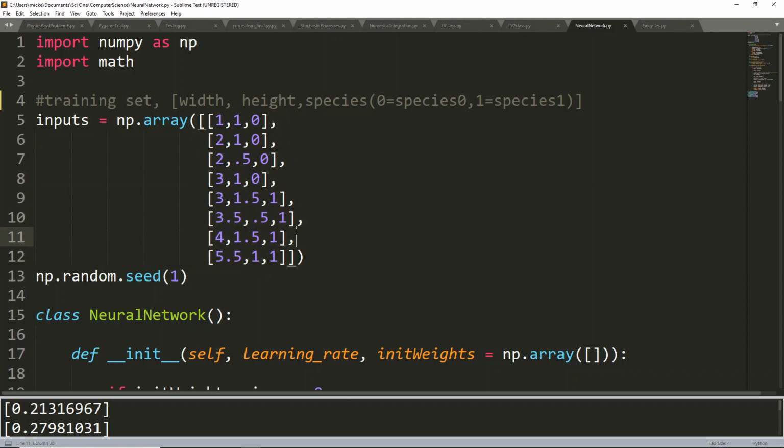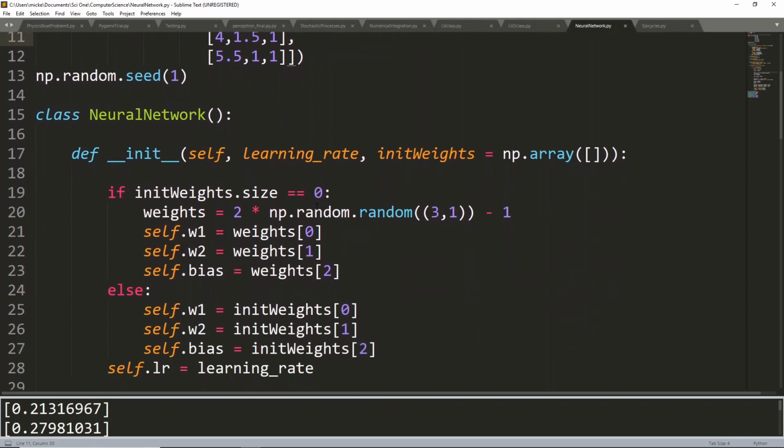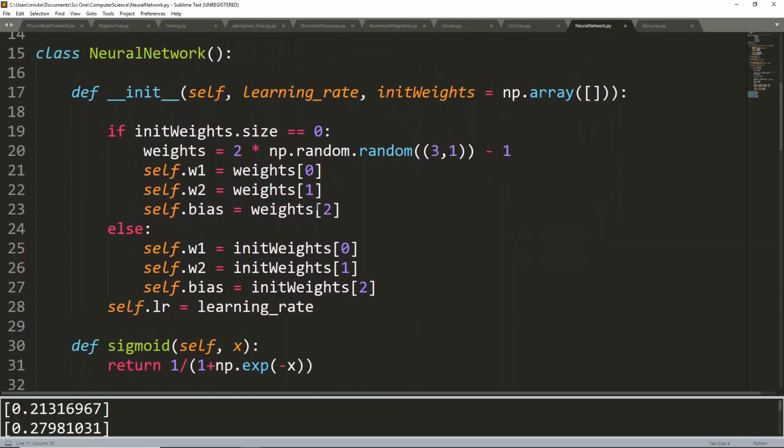So if we put in this input data, what we're looking for is that the neural network will learn to realize what we can see, and then if we pass in a new set of data that the program has never seen before, it should be able to tell us whether it's likely to be species 0 or species 1. Okay, so this is kind of just the setup for everything.